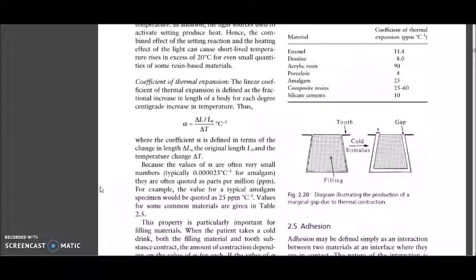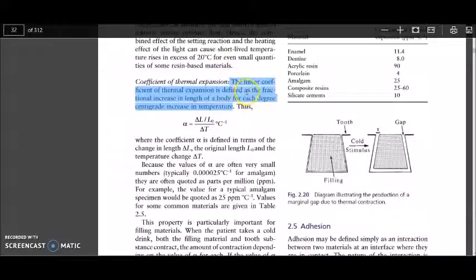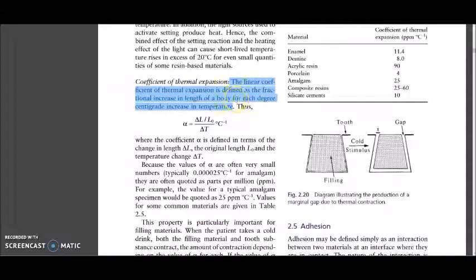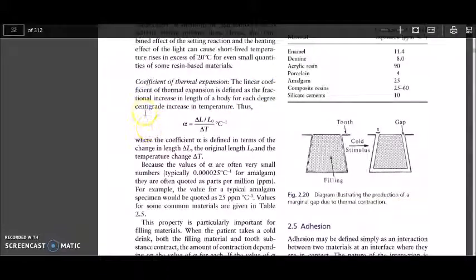Now let's discuss coefficient of thermal expansion. What is coefficient of thermal expansion? The linear coefficient of thermal expansion is defined as the fractional increase in length of the body for each degree centigrade rise in temperature. So this is a constant which is called coefficient of thermal expansion, and it is basically defined as the change in length over original length of the body for each degree rise in temperature.